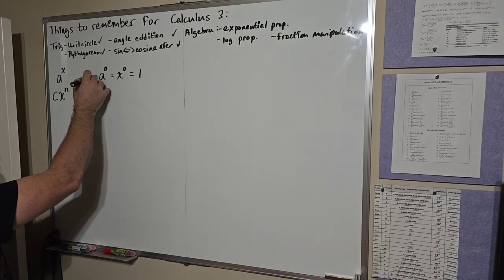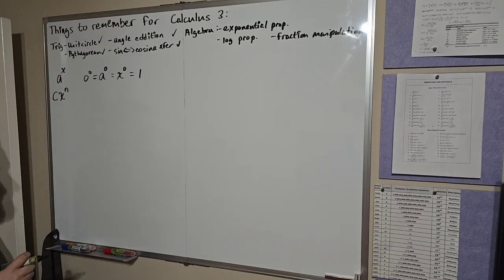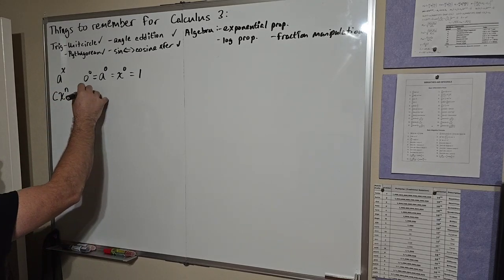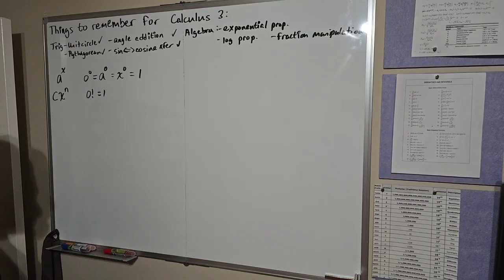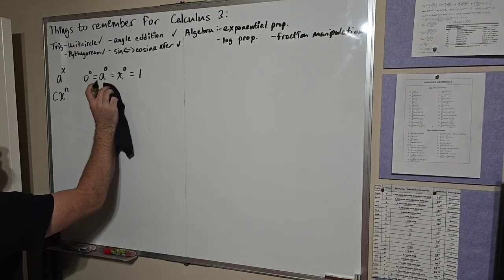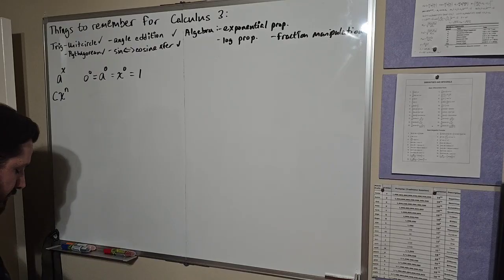And that includes 0 to the 0 power, which is still 1, right? This is also part of why 0 factorial is equal to 1, but that's not what we're going over right now, so we won't worry about it.